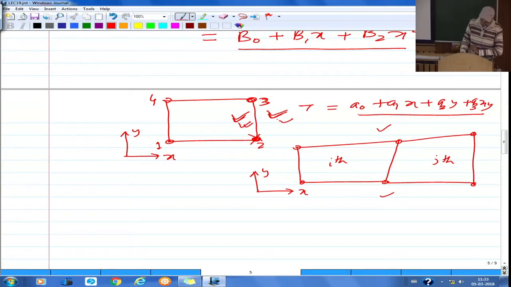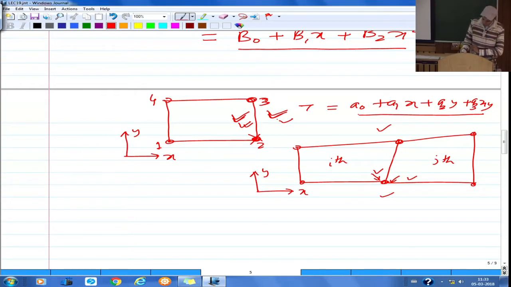Now if you look, we still have one node here and one node here. We are going to force that the value of T for this node belonging to the ith element and this node belonging to the jth element is the same. So I am going to say that the value of T at this node, whether it belongs to this element or to this element, is the same. So the value of T here and here is the same.